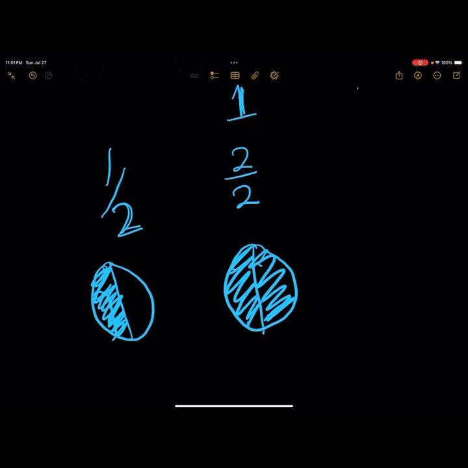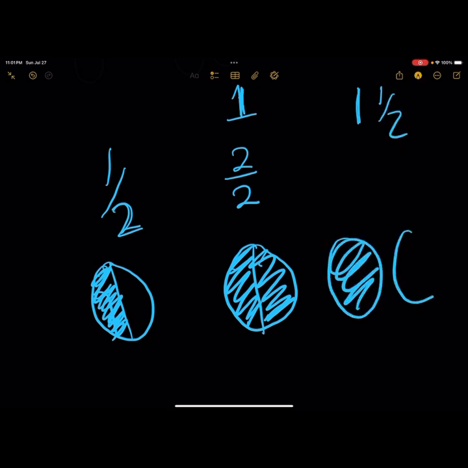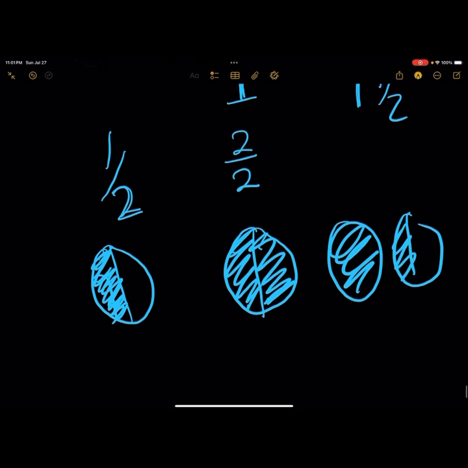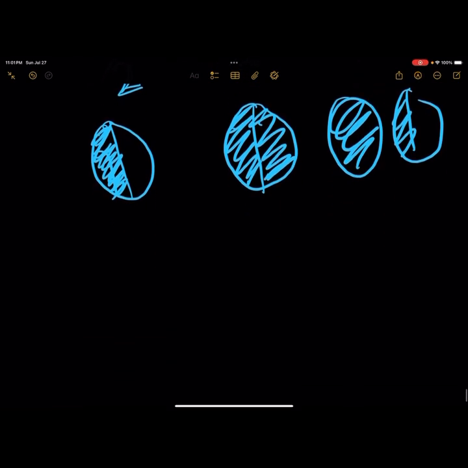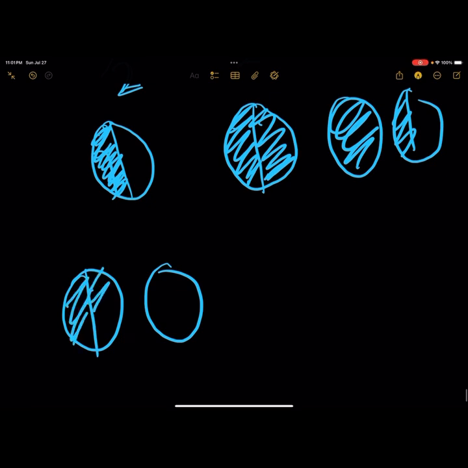The next one is 1 and a half. And I can visualize this like this is the 1, the full thing, and then a half. And then if I color the next half, I have 1 and the other half, so that's 2. And then 2 and a half, 3, 3 and a half, and so on.